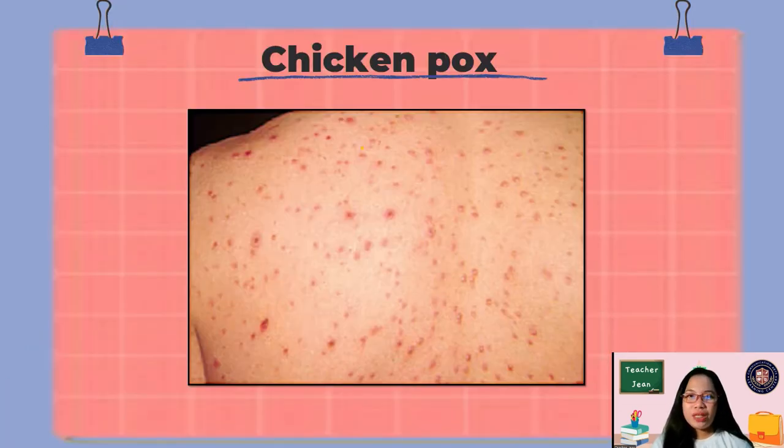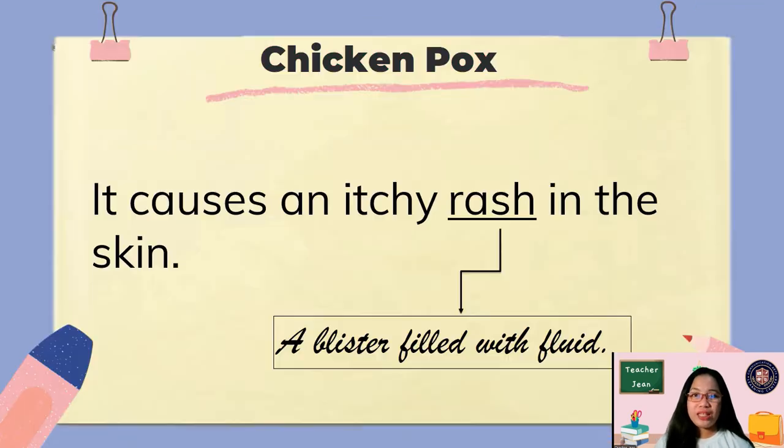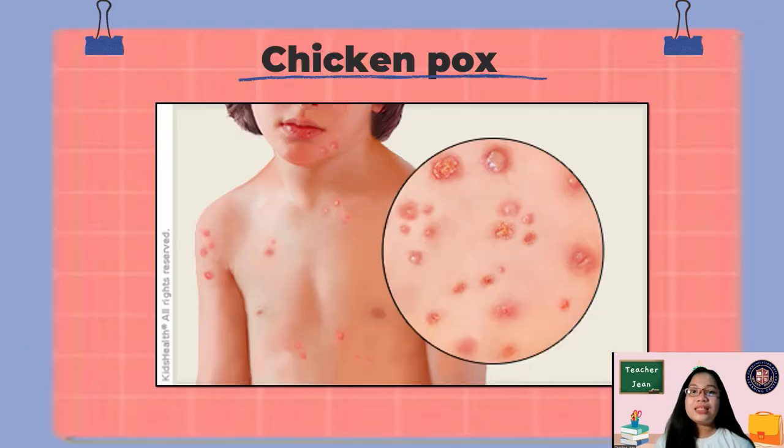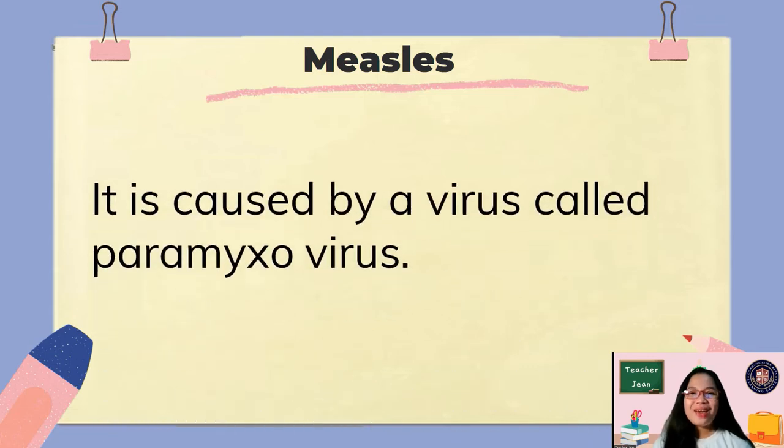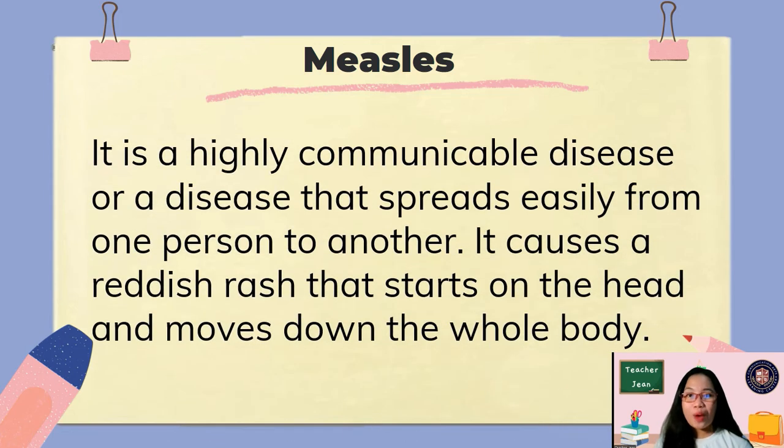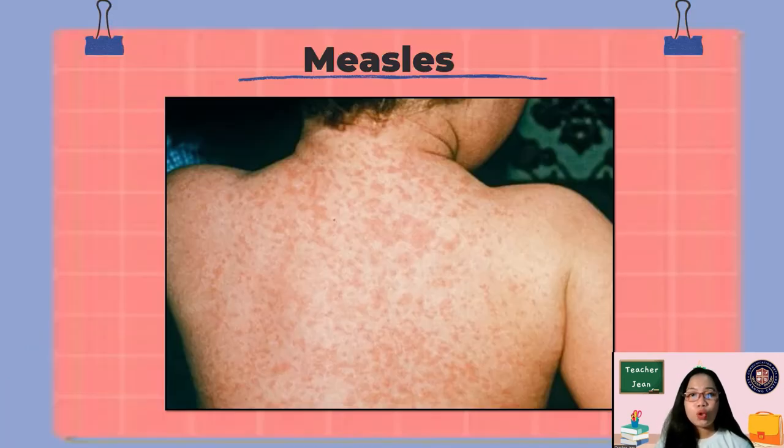Having chickenpox is really uncomfortable because you will feel itchy because of the rash. So the rash is a blister filled with fluid, and this is how it looks like up close. Now we have measles. This is caused by paramyxovirus. So it causes reddish rash that starts on the head and moves down to the whole body. So you might be wondering that the chickenpox and the measles look almost the same because of the rashes.